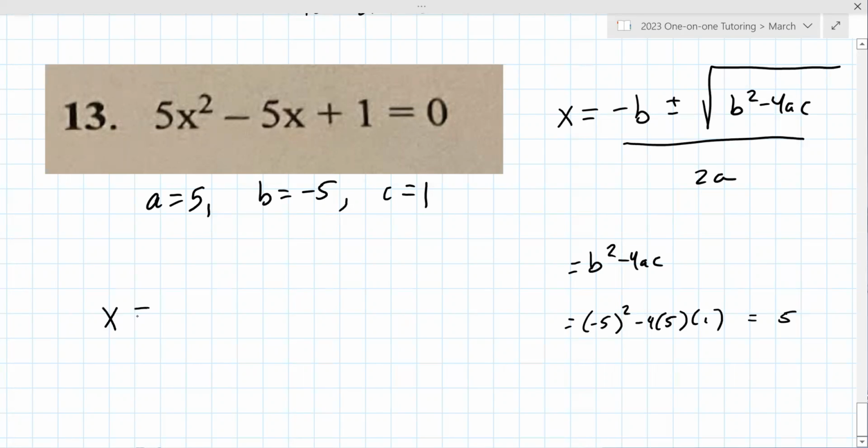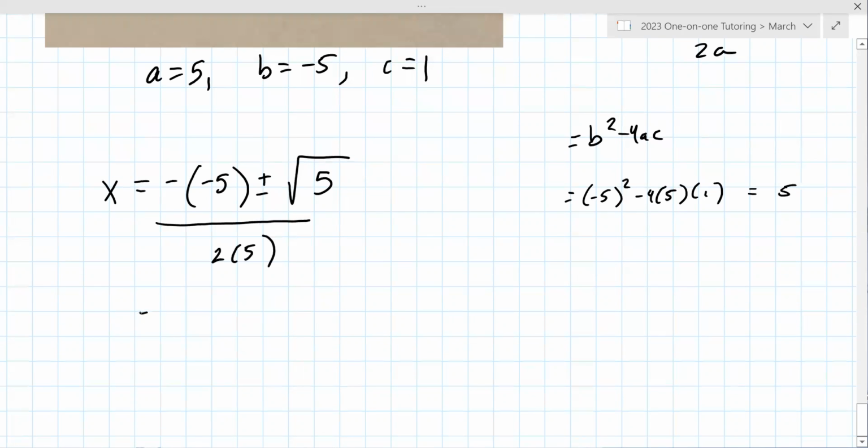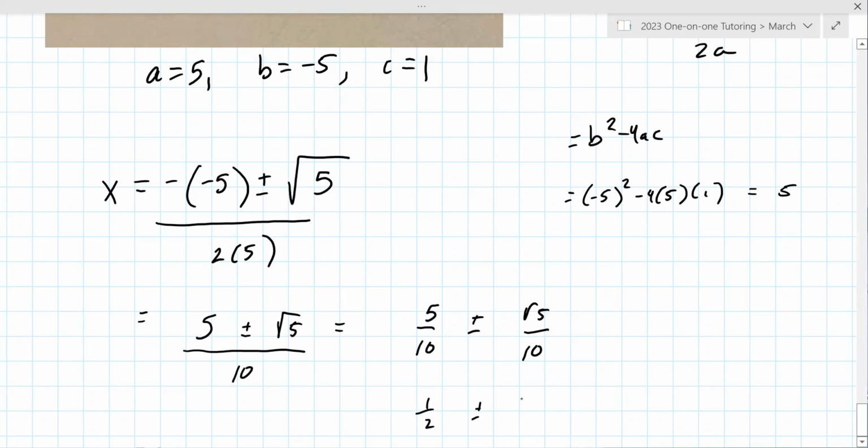So we go x equals minus b plus or minus the square root of 5 all over 2 times 5. A lot of 5s here. So negative of a negative is positive, so it's 5 plus or minus the square root of 5 over 10. And usually they don't want you to leave it in this form. Usually they don't want you to divide them. So it's 1/2 plus or minus the square root of 5 over 10.